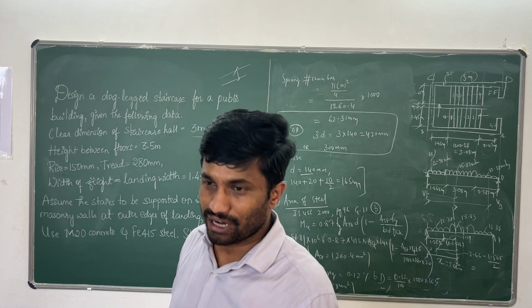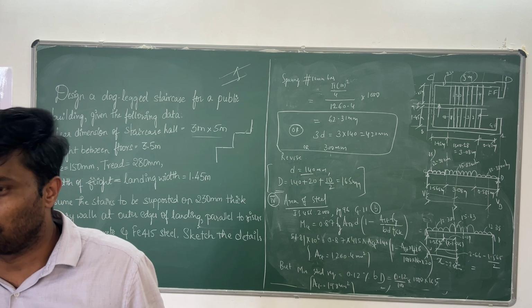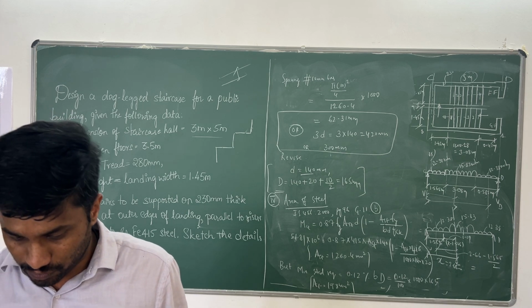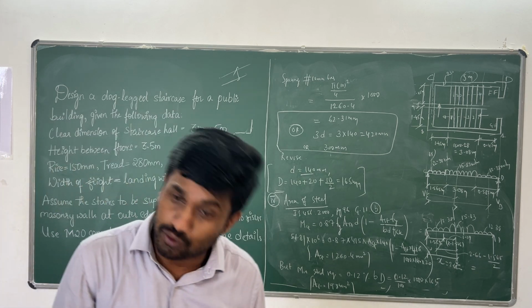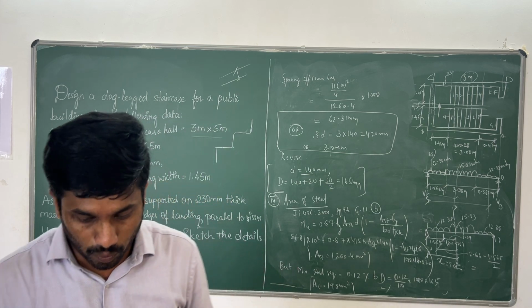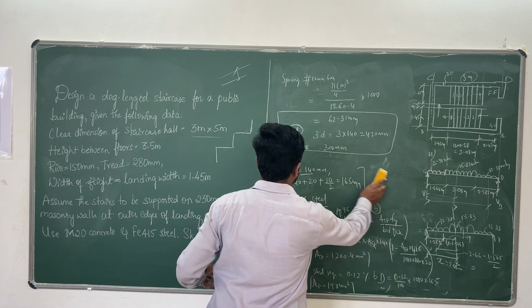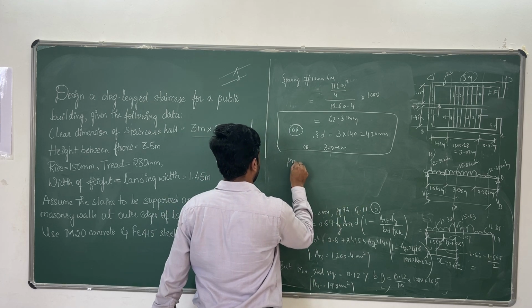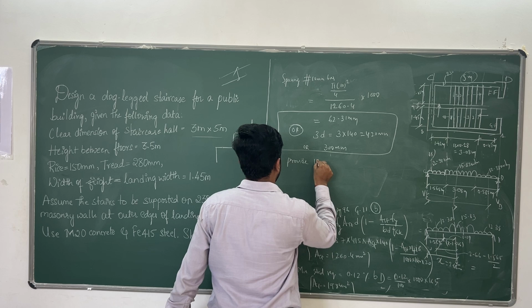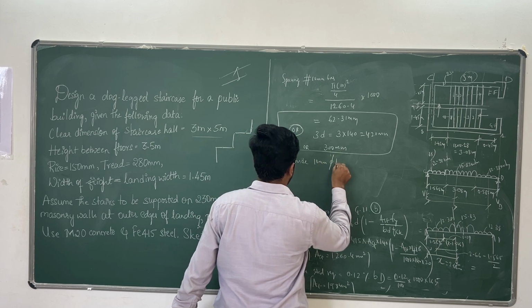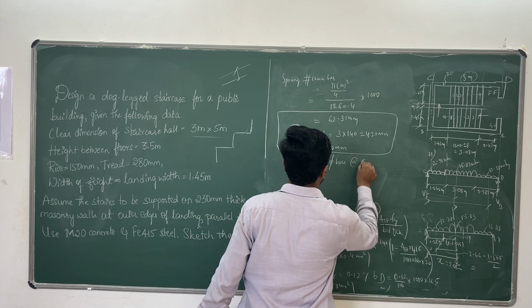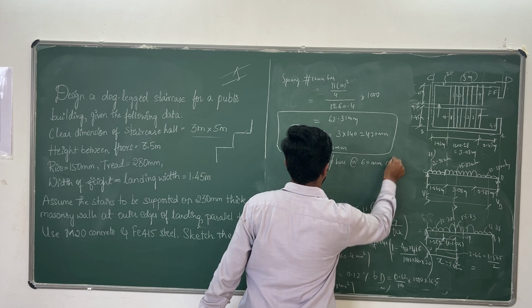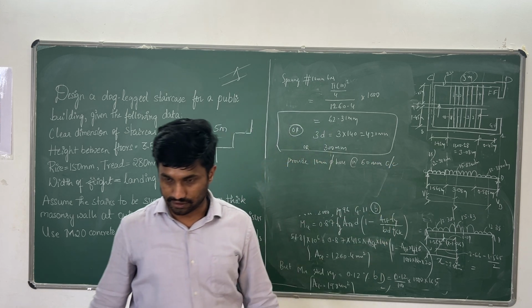62.31. We have to provide 60 mm. It's not possible to provide 62, right? So in spacing you reduce, don't increase. So provide 10 mm dia bars at 60 mm center to center.